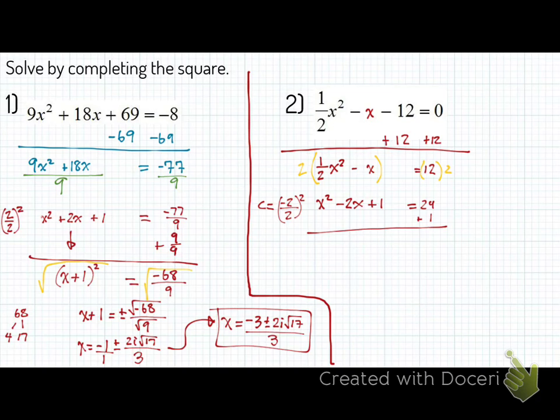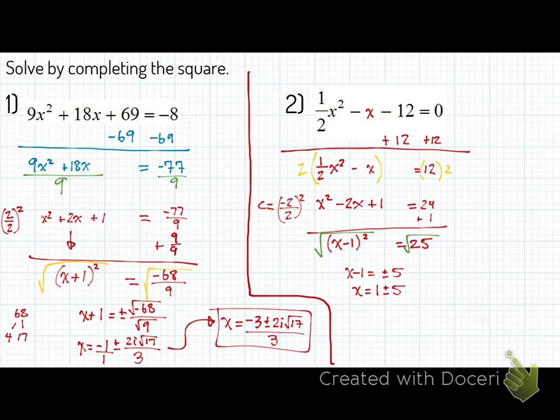So we got a perfect square trinomial. X minus 1 squared is equal to, hey, 25. 25 is a nice number, right? We know that. So we're going to take the square root of both sides now. So we got x minus 1 is equal to plus or minus 5. Add 1 to both sides. X is equal to 1 plus or minus 5.